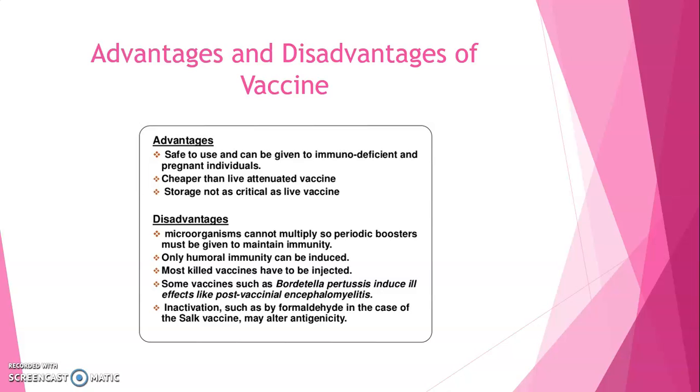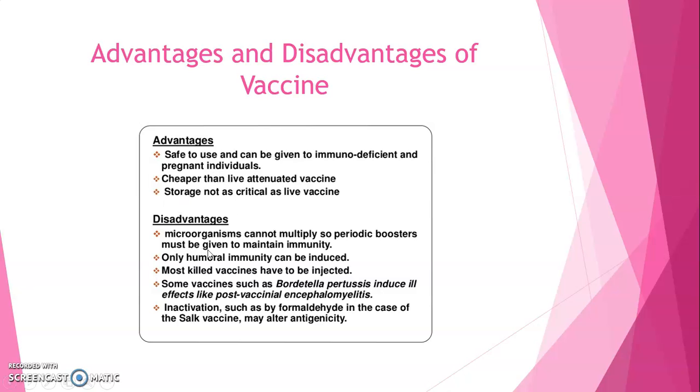What are the main advantages? There are so many advantages and disadvantages. Here I have shown only one or two points. Okay. Safe to use, advantages. Safe to use and can be given to immunodeficient and pregnant individuals. Then cheaper than live attenuated vaccine. Then storage is not as critical as for live vaccines. Okay, these are some advantages. And these are some disadvantages I have shown here.